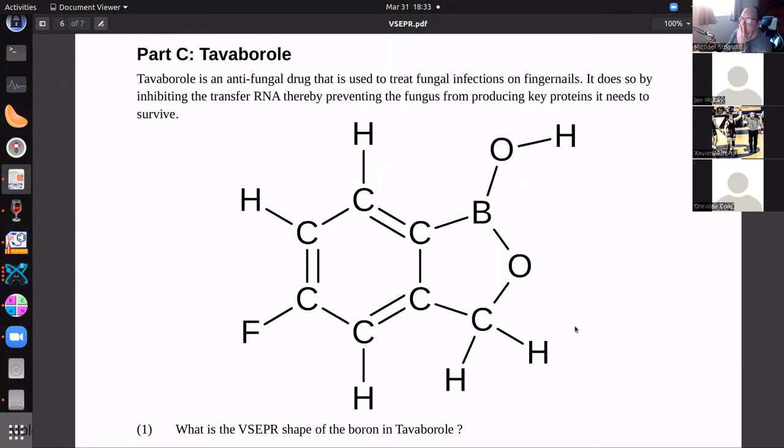All right. Okay. So now we're on to the tavaborole. Tavaborole is an antifungal drug that is used to treat fungal infections on fingernails. It does so by inhibiting the transfer RNA, thereby preventing the fungus from producing key proteins it needs to survive.